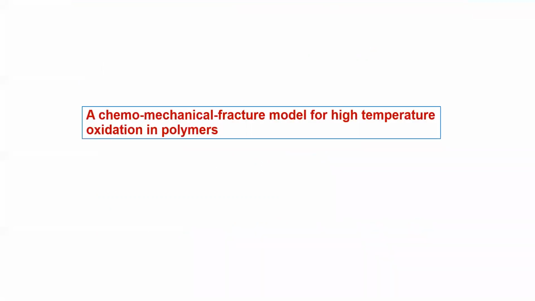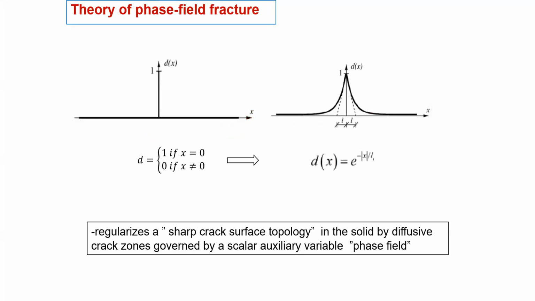Next. Based on that, I'll now go into our chemical fracture model for high temperature oxidation in polymers. We first start with the theory of phase field fracture. One minute remaining. What phase field does is take a sharp crack and smoothen it by giving it a finite length.